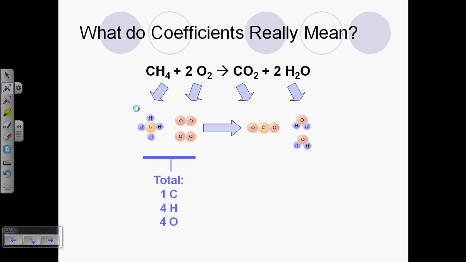We can see if we count up these circles, these atoms, we have 1 carbon, 4 hydrogen, and 4 oxygen. If we look at our products, we have to have the same. We have to have conservation of mass. So we have 1 carbon here, we have 1, 2, 3, 4 oxygens here, and 1, 2, 3, 4 hydrogens here. So you can see that we have the same number of atoms on each side of our balanced equation.